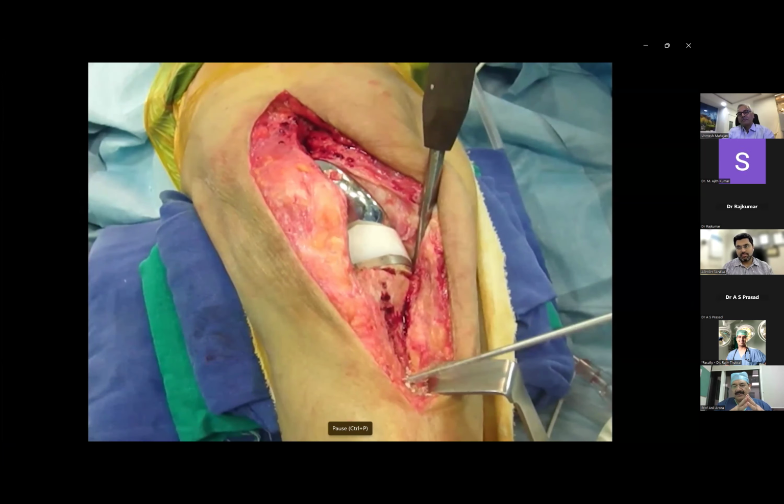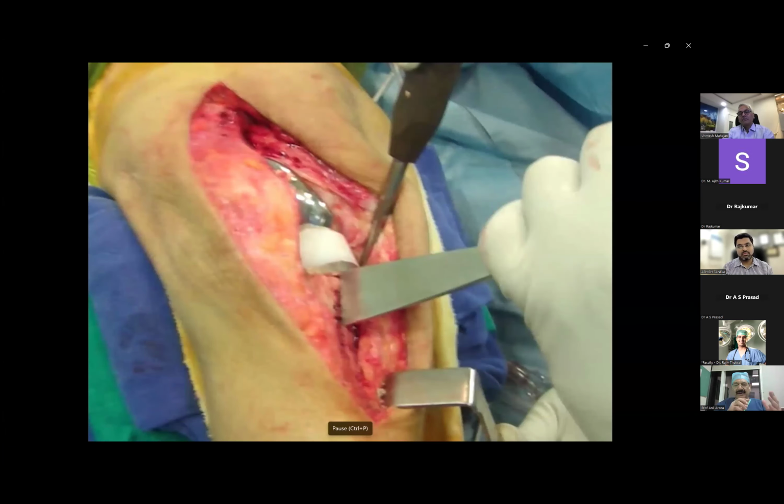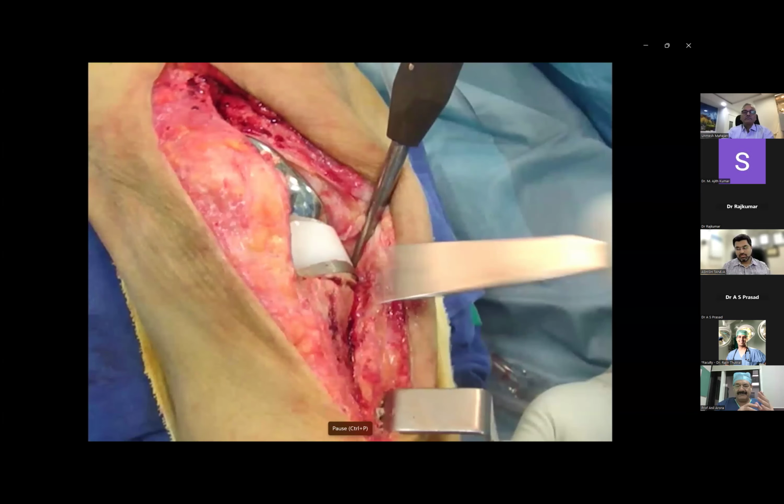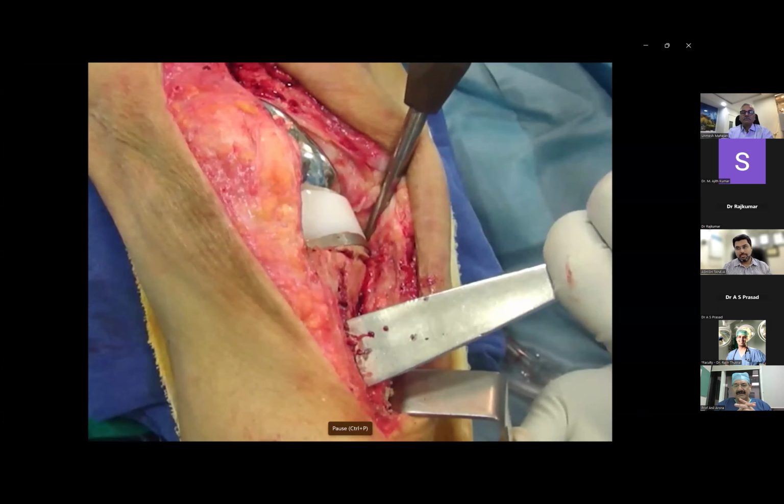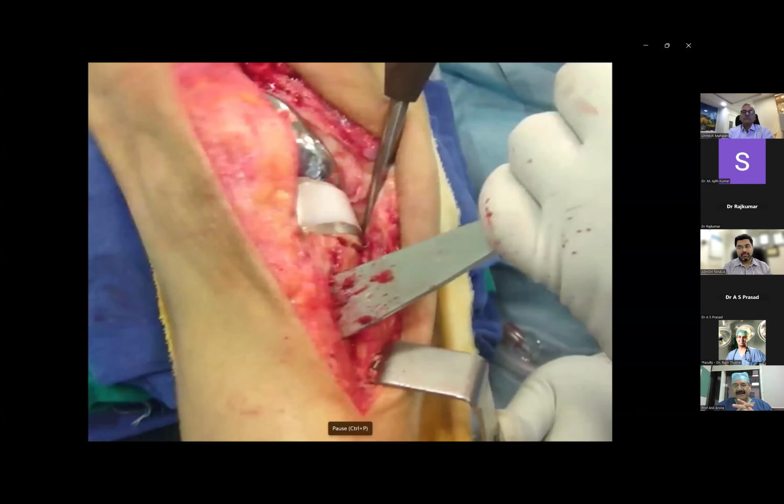You want to raise a flap where the periosteum is attached on the lateral side, and you don't want to go all the way on the lateral side. That preserves the vascularity of this tibial tubercle osteotomy, large fragment, and very, very carefully you pry it open. This is a very old video.